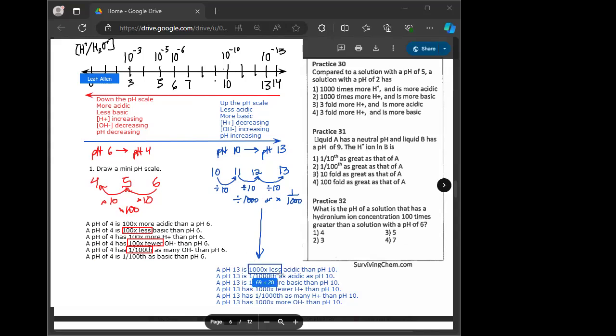So 1,000 times less, 1/1000th, fewer. All of those mean the same thing. So when you want to use less or fewer, you can also use the 1/1000th. Okay, I'd like for you to try 30, 31, and 32.